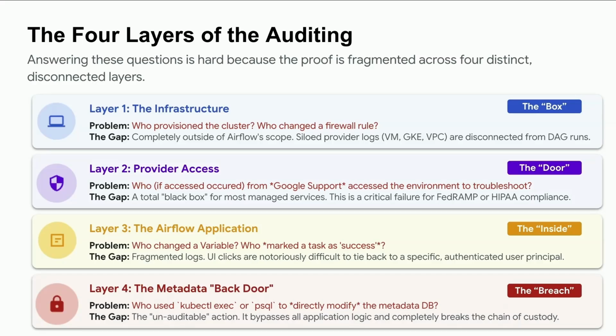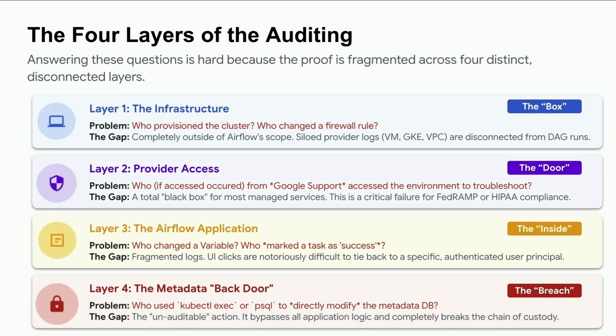The reason for that is that, again, those logs are fragmented. The web server produces logs on one machine, then you have a scheduler that produces logs on another one. And actually answering a simple question, who pressed this famous mark-as-success button in the Airflow UI, proves to be more difficult than you can think.